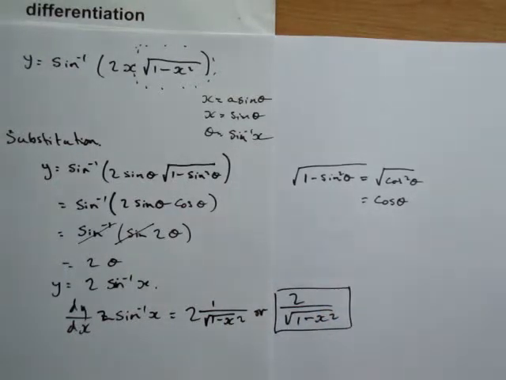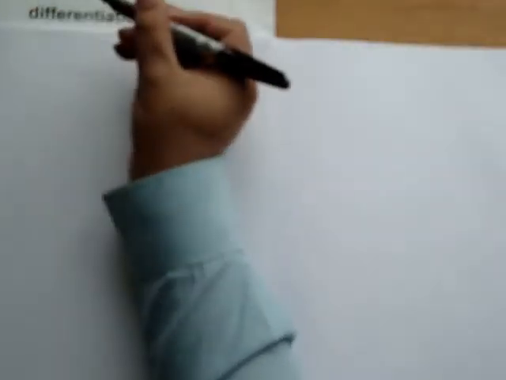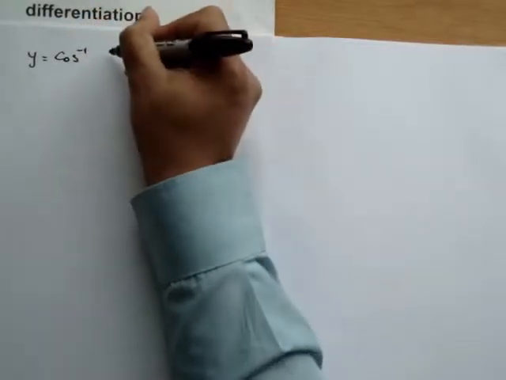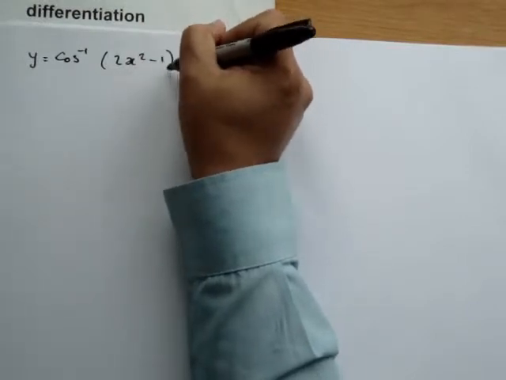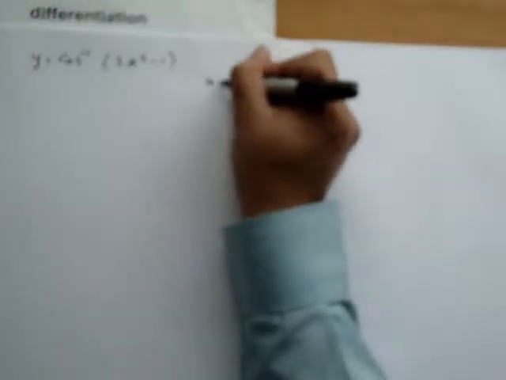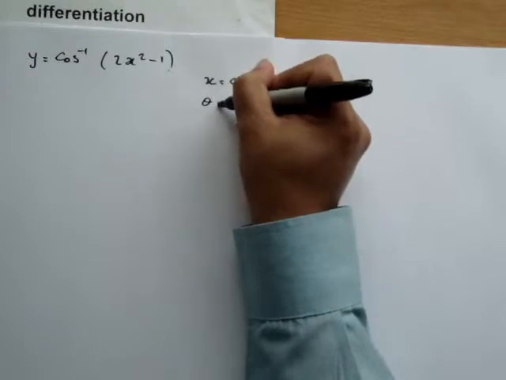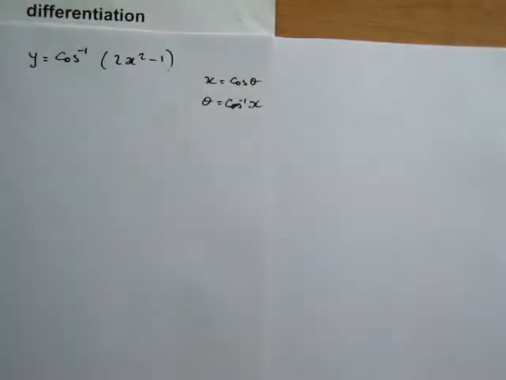And that is your answer. Okay, let's have a go at another example. y equals inverse cosine of 2x squared minus 1. In this case we let x equals cos theta, and theta equals inverse cos x.